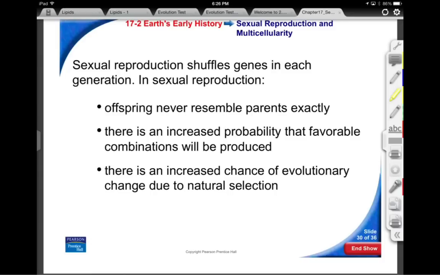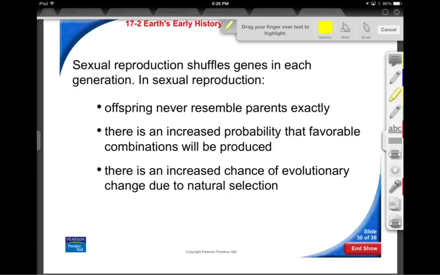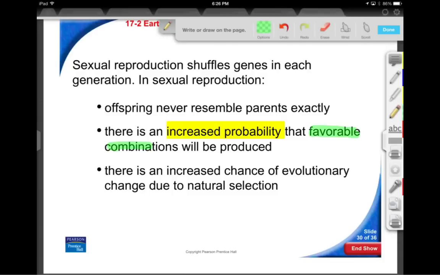That gives their offspring a better chance, maybe, just maybe, increased probability, that you'll get a new, sort of stronger bacterium. It's like when we have children, right? We're hoping that the next generation will be greater than ourselves.